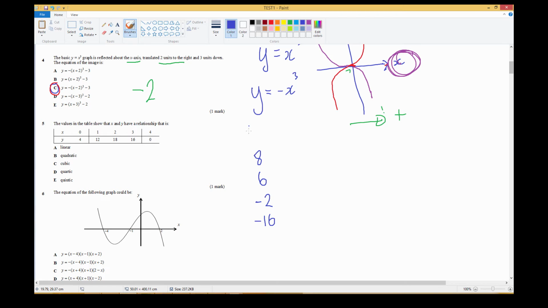So that's our first step, right? And then we go to the second step. We calculate the differences. So the difference between 8 and 6 is negative 2. The difference between negative 2 and 6, so negative 2 minus 6, you're going to get minus 8. And here negative 16 minus negative 2, so it's going to be negative 14.